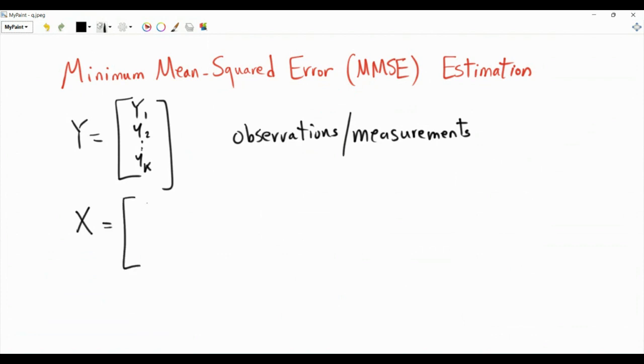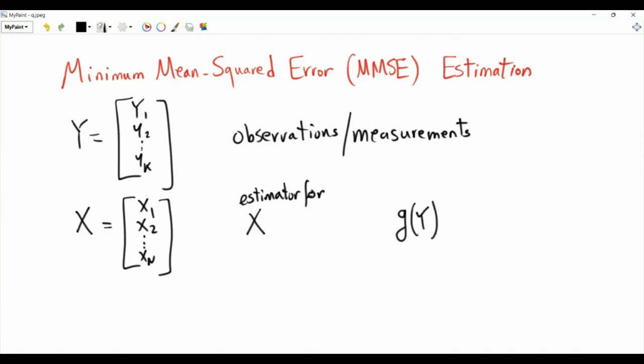Vector x is n-dimensional. So we have x1, x2, all the way to xn. Those are n random variables in random vector x. The task is to build an estimator for x. And this estimator is a vector of the same size, so it is n-dimensional. I will call it vector g of y. The estimates will depend on the components of vector y, which are assumed to be known.